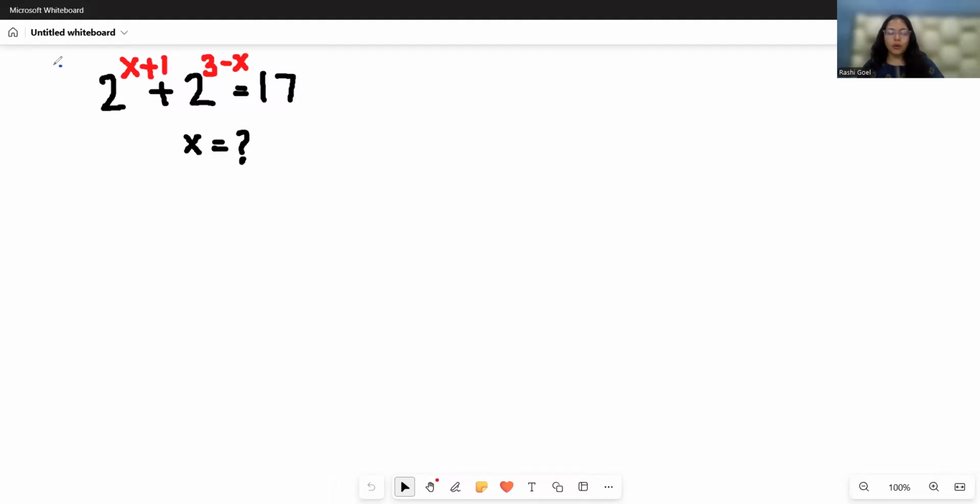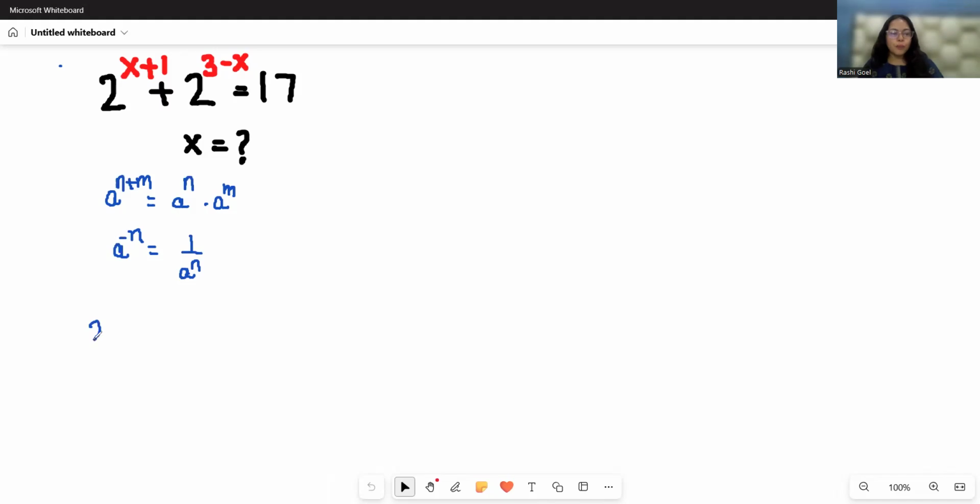So I am going to follow the index rule, that is a power n plus m, we can write it as a power n times a power m. And the second rule is a power negative n, we can write it as 1 by a power n. So let's apply these rules.